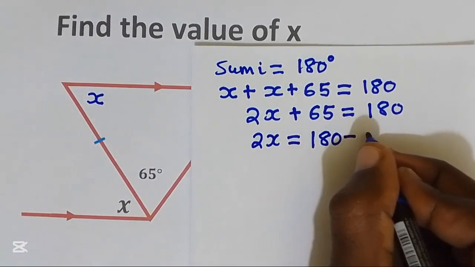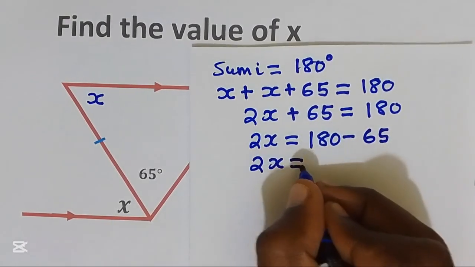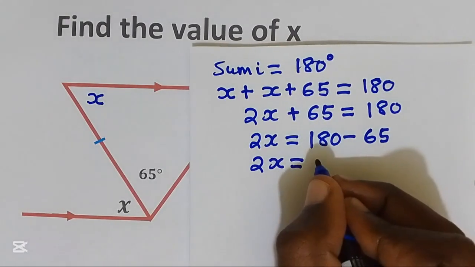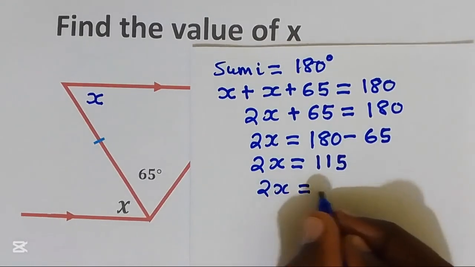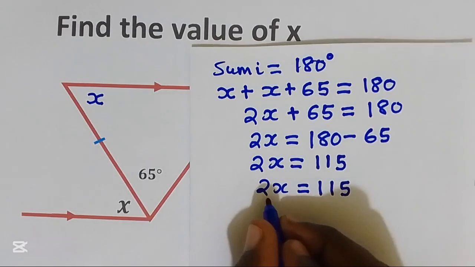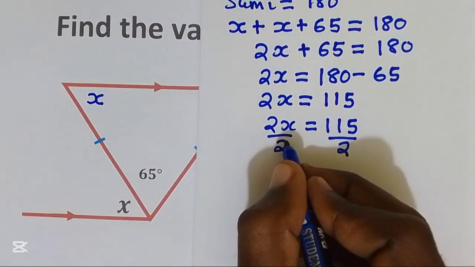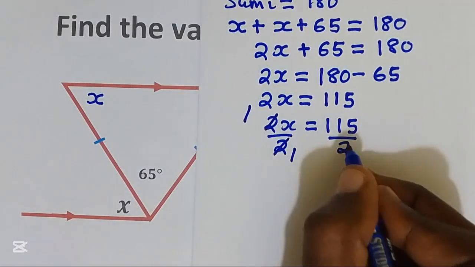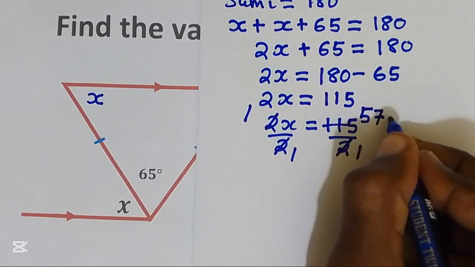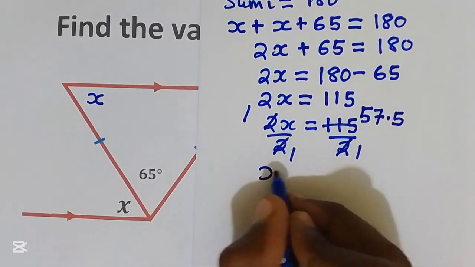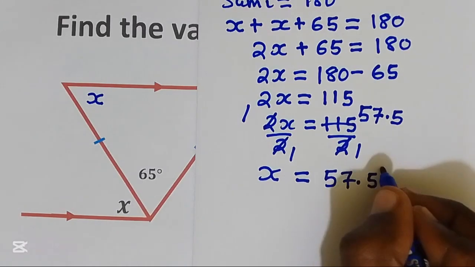take away 65. We got 2x equal to 115. 2x is equal to 115. Divide by 2. By 2, 1. By 2, we got 57.5. So the value of x is equal to 57.5 degrees.